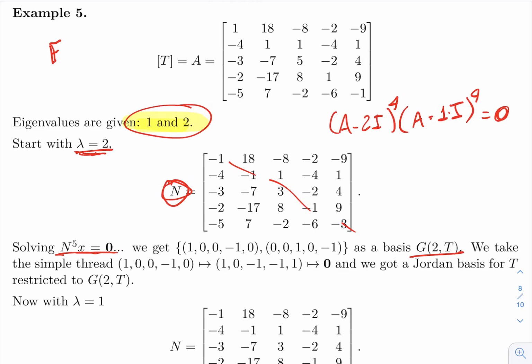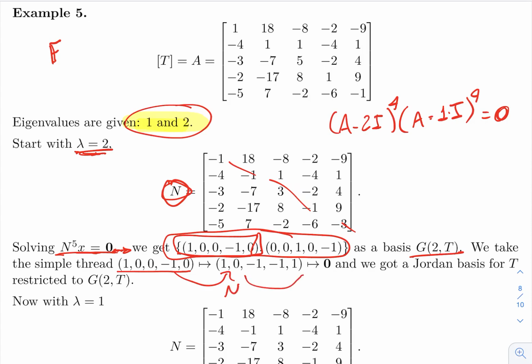So we solved that equation. The dot dot dot here indicates there's actually a lot of work from here to here, and then we get a two-dimensional set of solutions, and this is a basis we get when we actually solve the system. And so what do we do? Well, pick one of them, pick this one, then compute its thread. We start with this one, we apply N, then we apply N again.